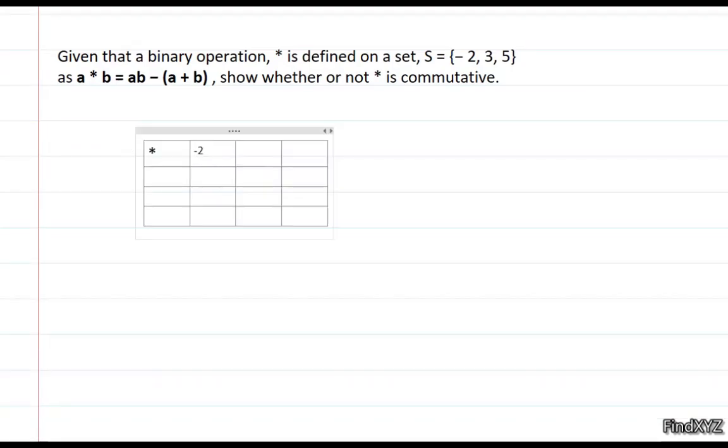Now let's complete our table using the given elements. Now what is the rule? The rule says multiply the two numbers. So we'll do negative 2 times negative 2, which will give us positive 4. And then we'll do addition of the two numbers, which will give us negative 4.